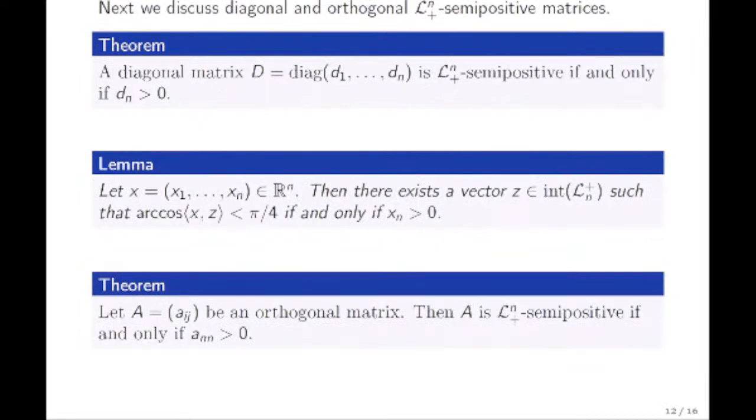Next, we discuss Ln plus semi-positivity of diagonal and orthogonal matrices. A diagonal matrix D with diagonal entries D1, D2, up to Dn is Ln plus semi-positive if and only if Dn is greater than 0, that is, Dn is positive. If Dn is positive, then the last column of the given diagonal matrix is in Ln plus, and this kind of matrices are Ln plus semi-positive, as we have already discussed. Now, if the given diagonal matrix is Ln plus semi-positive, then by the definition, it is clear that Dn is positive.